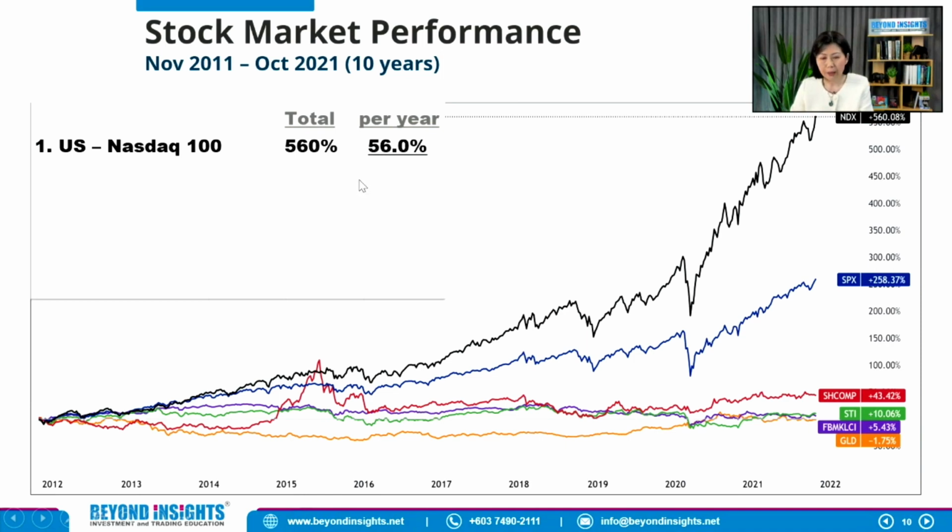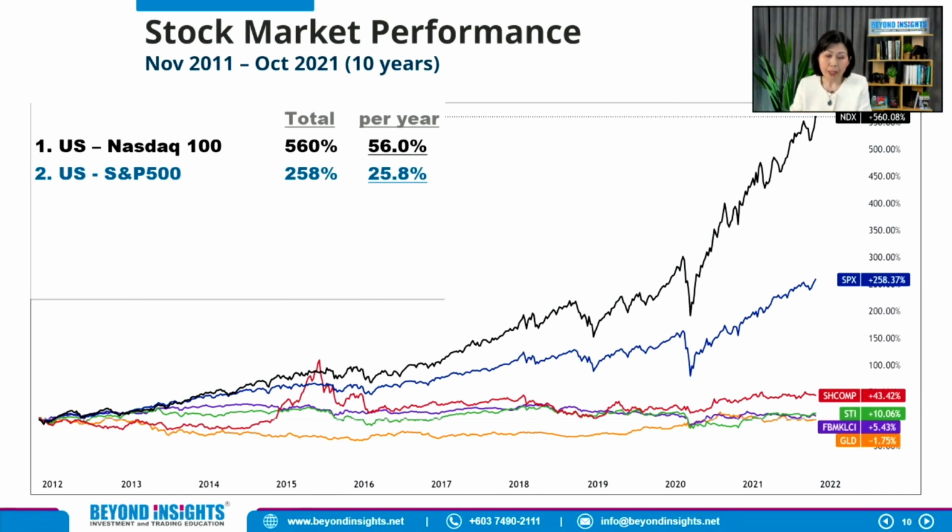Really amazing. The next one is the US S&P 500. These 500 stocks are selected to represent the US stock market performance. The US stock market has 6,000 plus stocks, and you can see here these 500 stocks are selected to represent the various sectors. There are 11 different sectors in the US economy. Even with this bigger sample size of 500, the performance is 25.8.